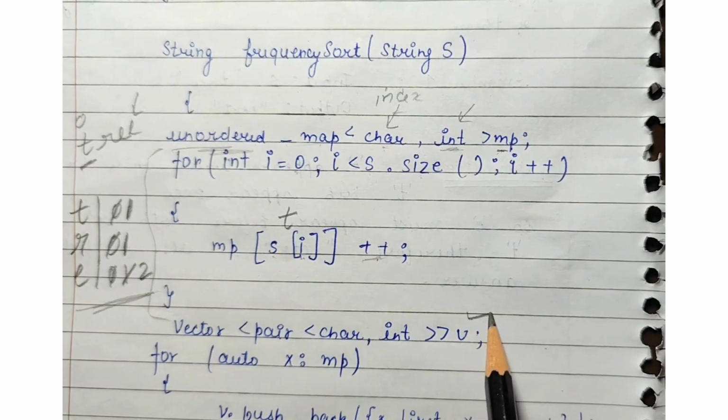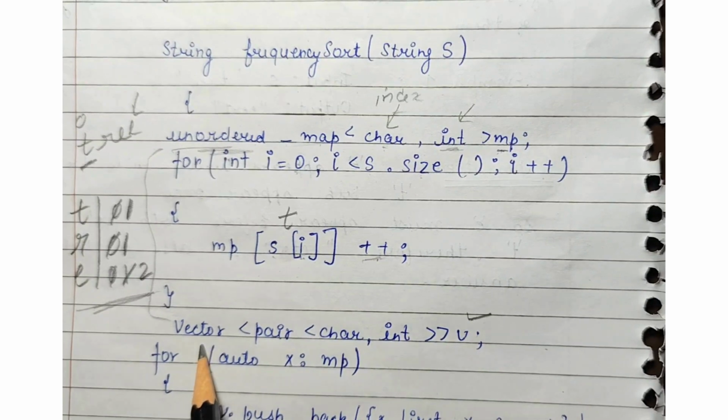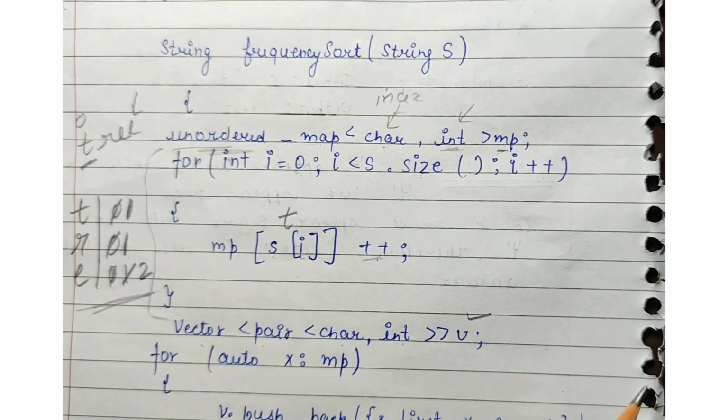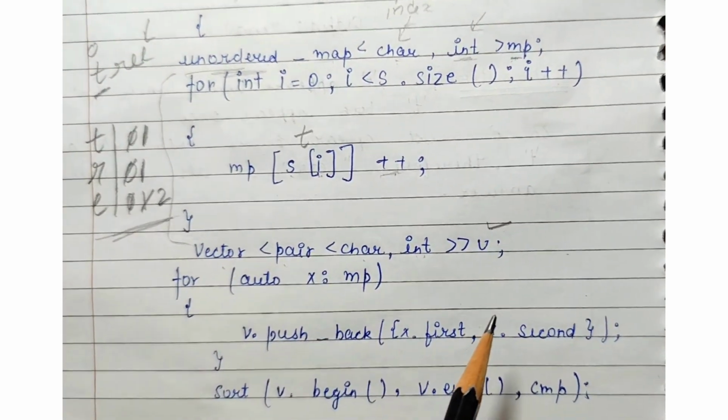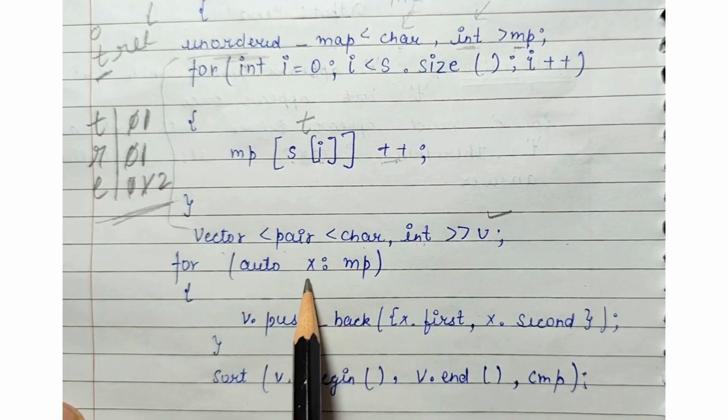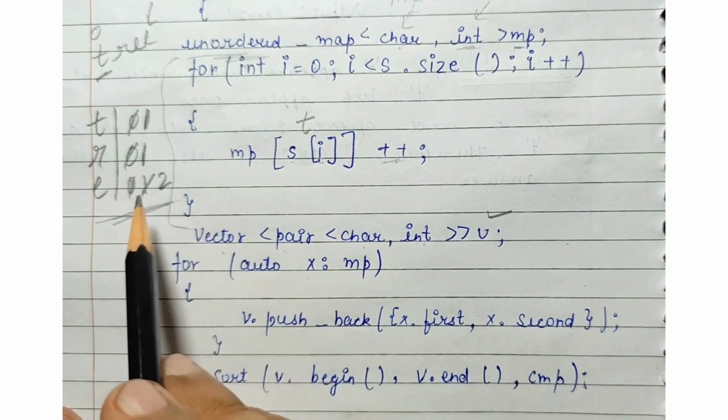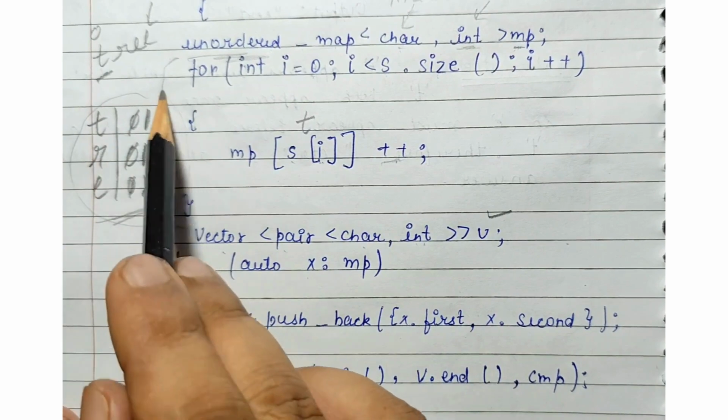After this I create a vector v. Now I created this vector also in the form of pair, so that's why I write pair char comma int using the standard template library. Now I traverse this map.